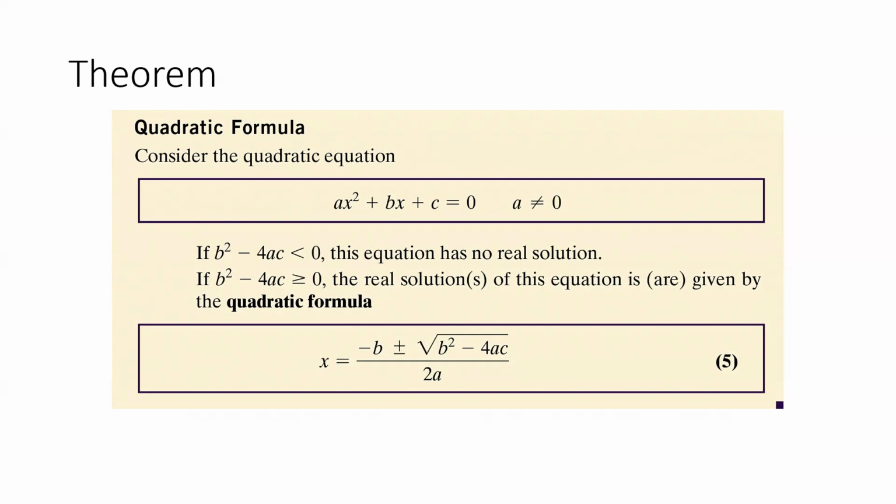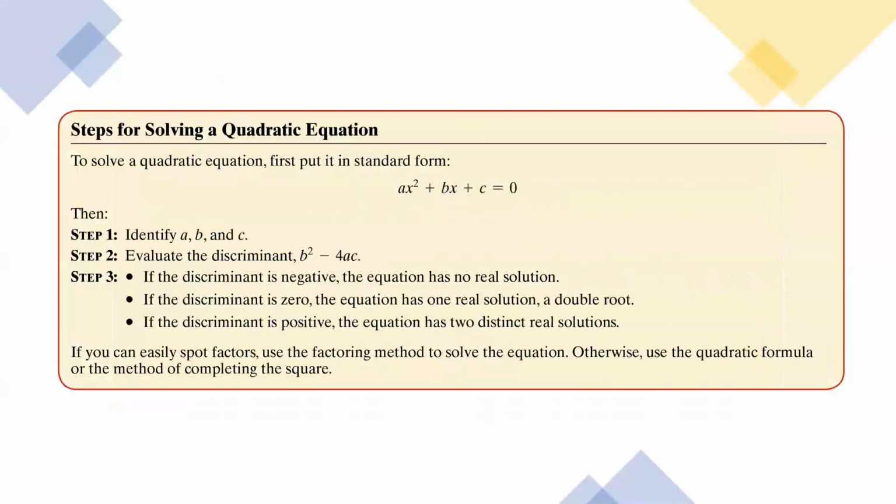So we're going to use it. Are you ready to use it? Now, again, reminding you, what are we doing? You're going to identify your A, your B, and your C. You then are going to evaluate your discriminant, which is going to be underneath the square root. And from there, you'll know if you're going to have no real solution, 1 real solution, or 2 real solutions, okay?